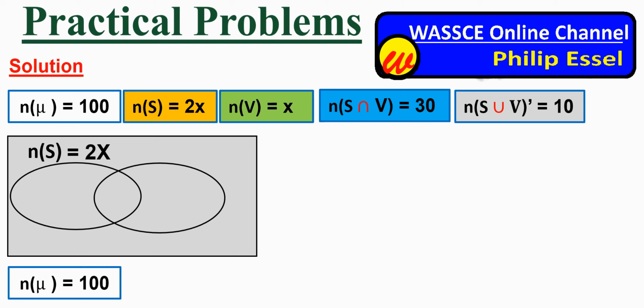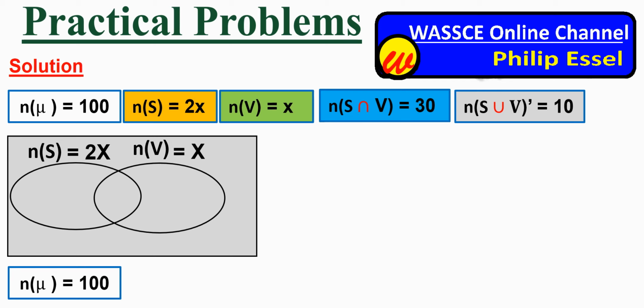The area where the two circles interlock is what we call the area of intersection. This area would represent the number of students who play soccer and volleyball at the same time. The value of this is 30, so we would write 30 at that area.